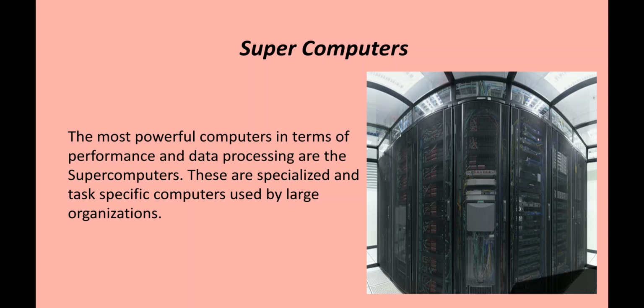Now we have discussed what a computer is. Now we have discussed the different generations. Now we discussed the types of computer systems on the basis of their processing speed and their size. Now this was all about the computers.